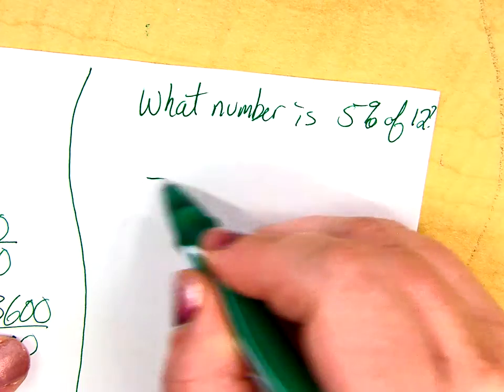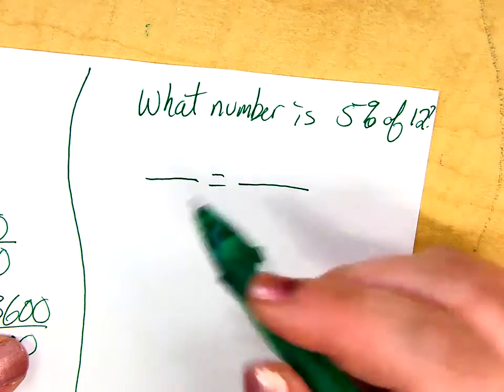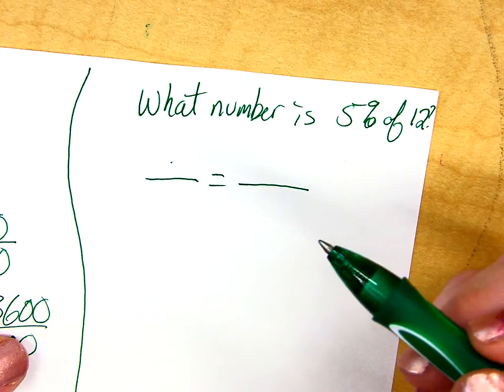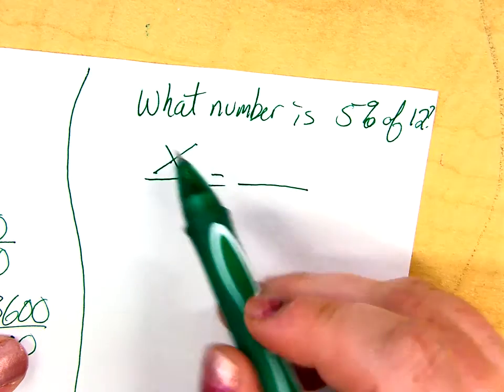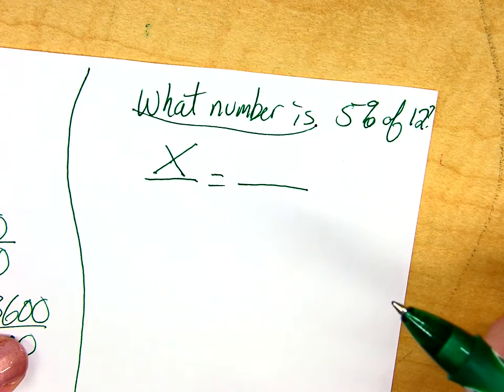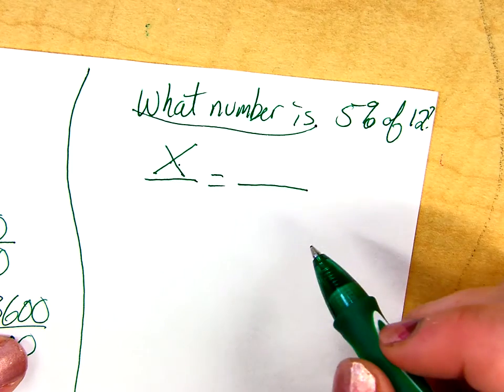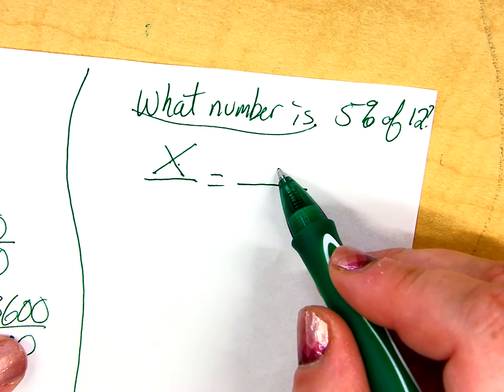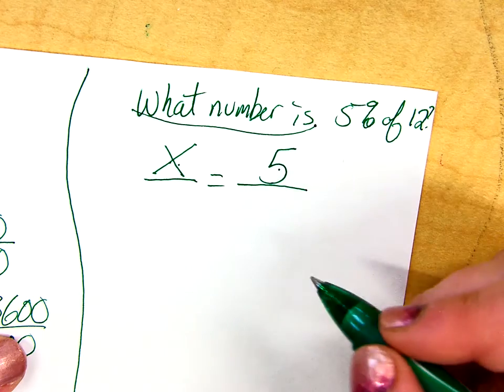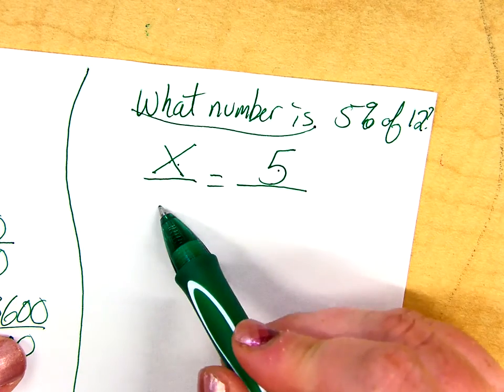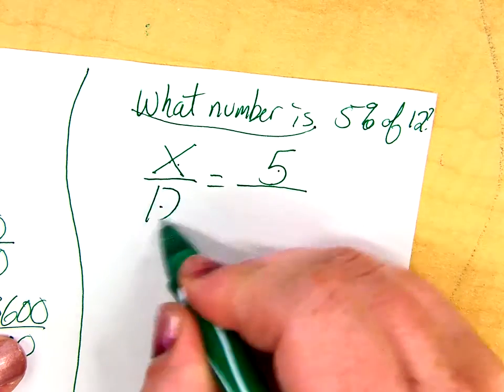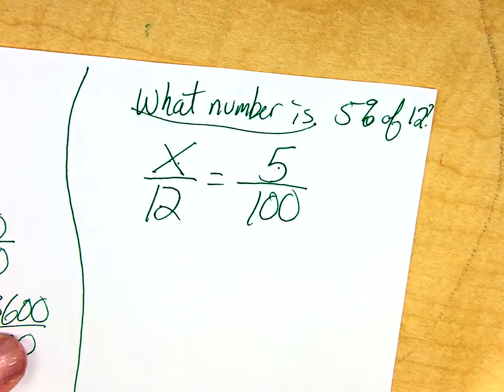Okay, we got answers? Jed, what goes in the is spot? X in this case. What number is? So I'm going to put an X in the is spot. What goes in the percent spot? 5. It has a percent sign on it, so it automatically goes there. What goes in the of spot? 12. And then we always have 100 here.